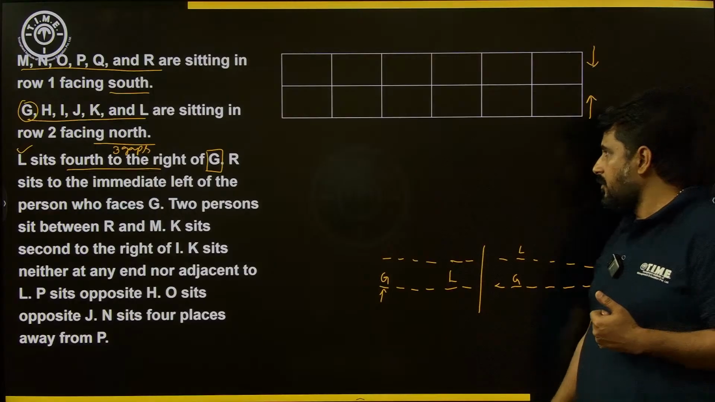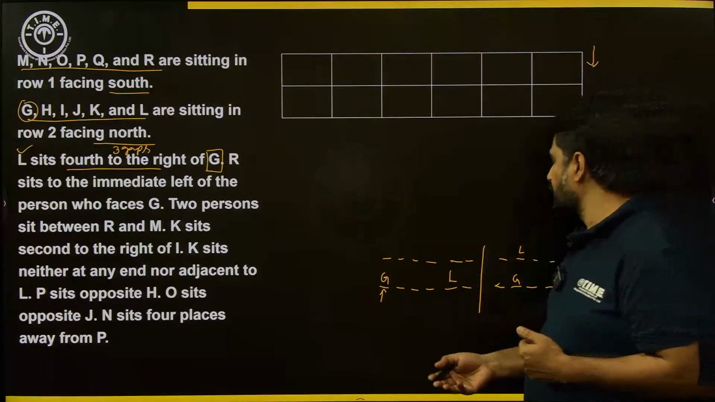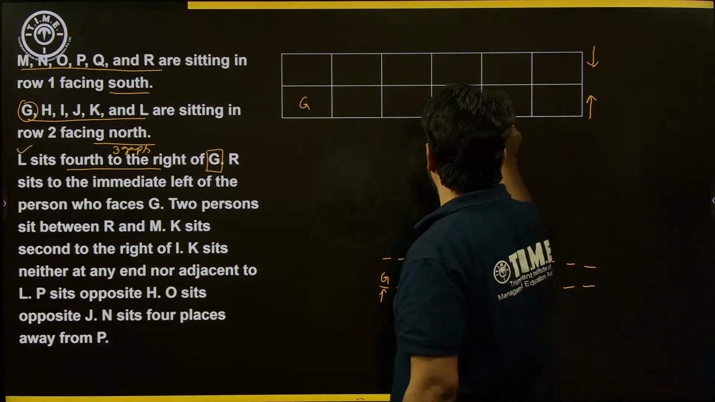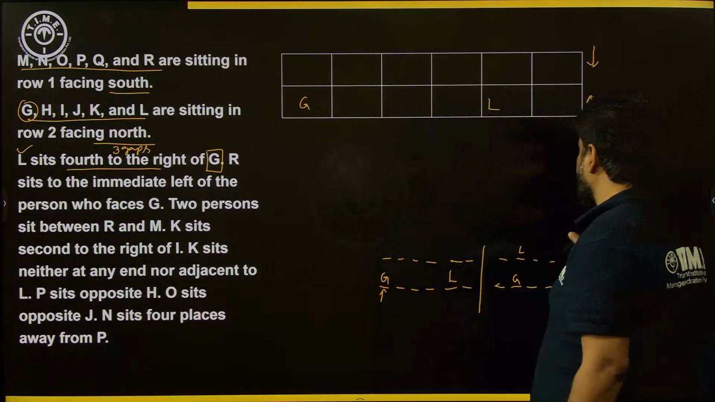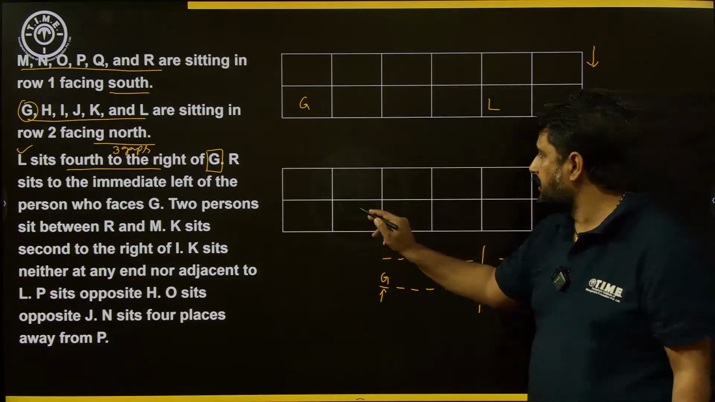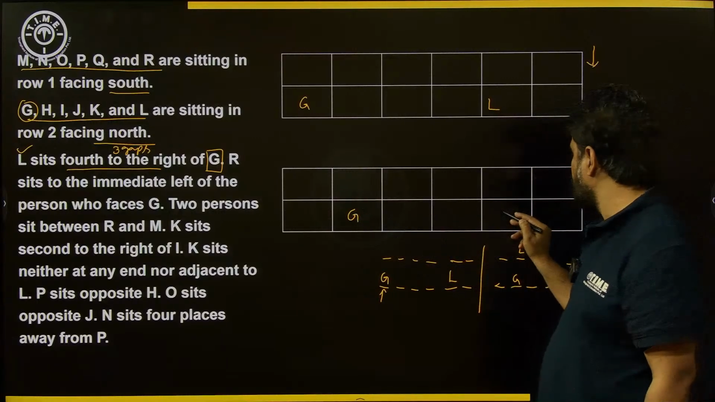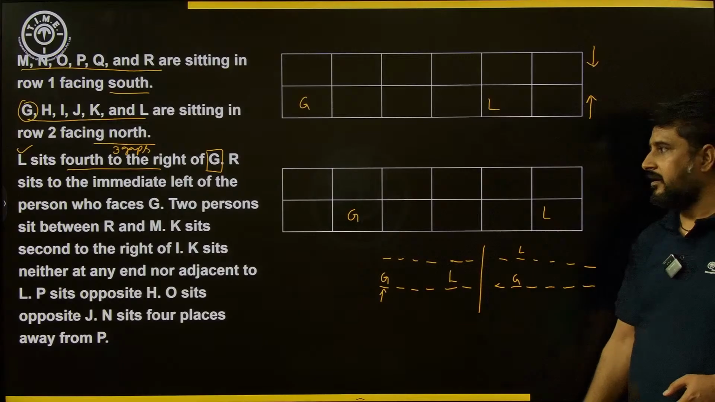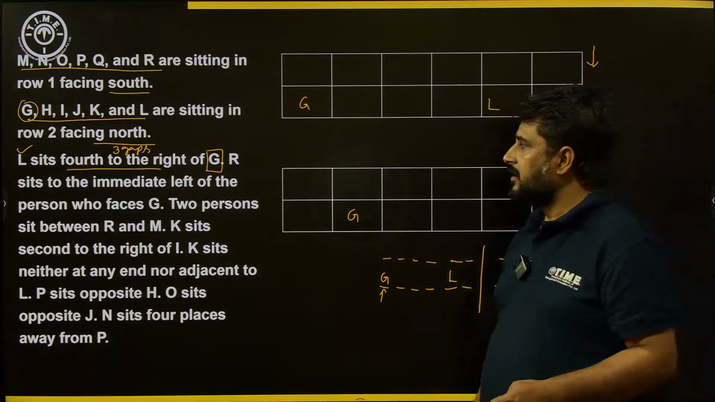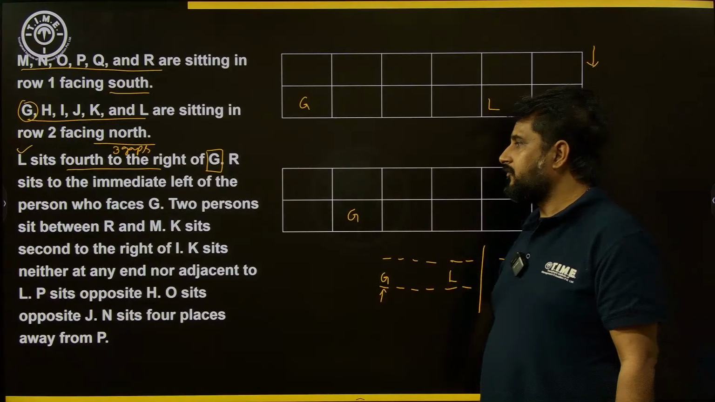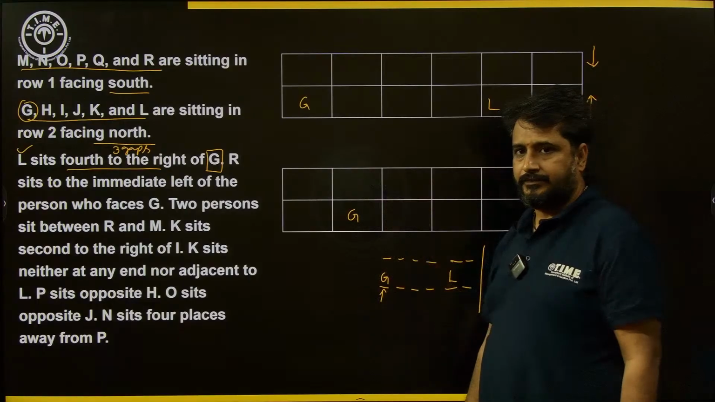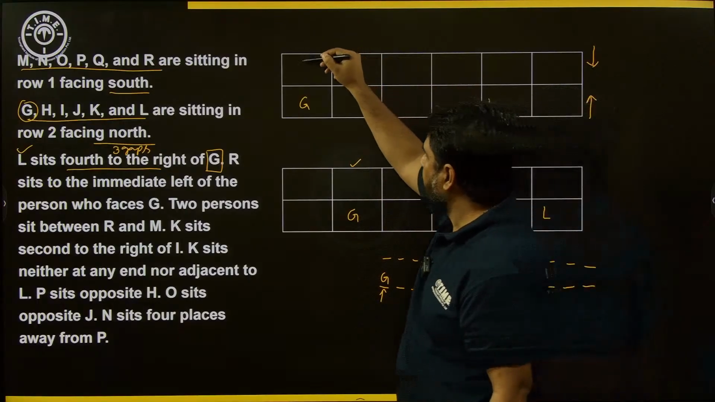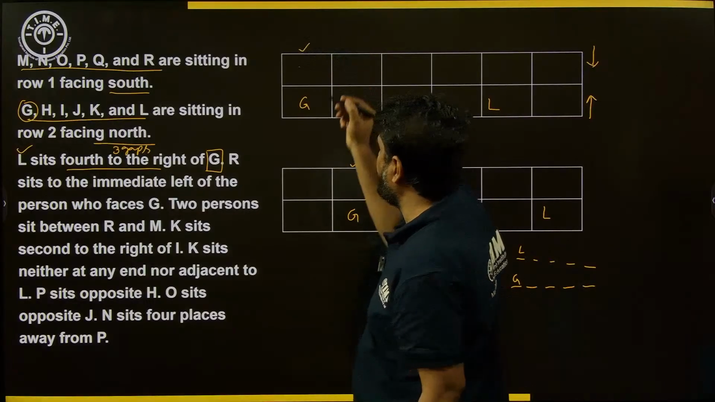Okay. Now, let me represent those two cases. G here, 1, 2, 3, and L here. And the second case is G here, 1, 2, 3, L. So these are the two cases available for us. Okay. Now, what is the second clue given? R sits immediate left of the person who faces G. Now, this is the person who is facing G. The person sitting in this position will be facing G.